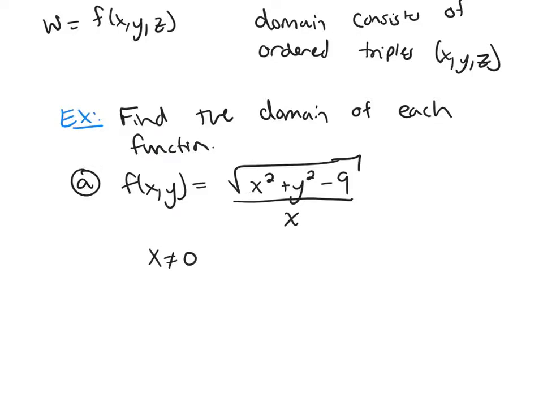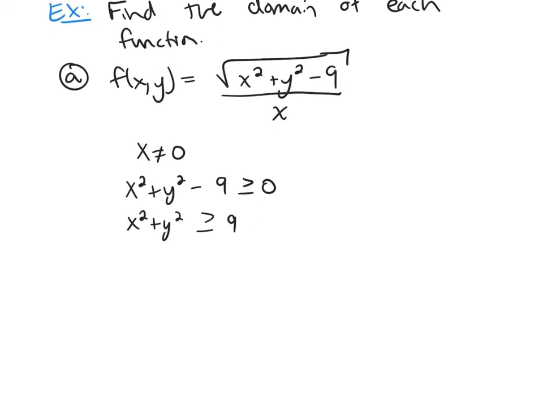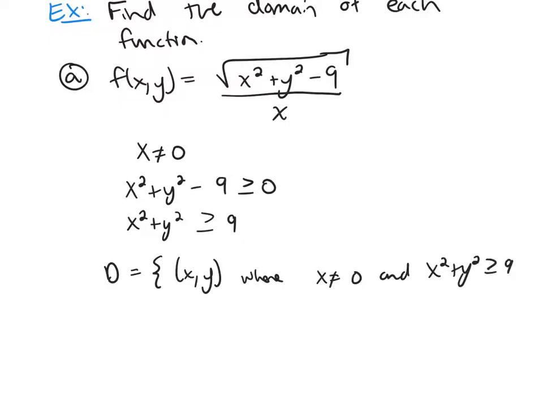So I also see that I have a square root. And remember, you can't take the square root of a negative number. So I need to make sure that x squared plus y squared minus 9 is greater than or equal to 0. So x squared plus y squared is greater than or equal to 9. So in this case, you can describe the domain D as the set of all points x, y where x is not equal to 0 and x squared plus y squared is greater than or equal to 9.